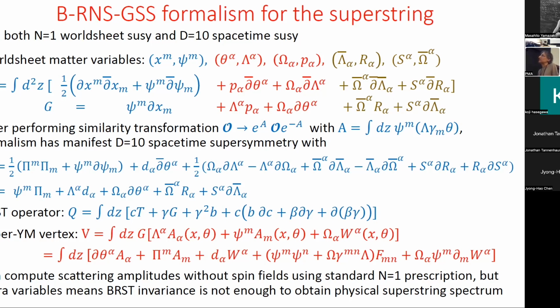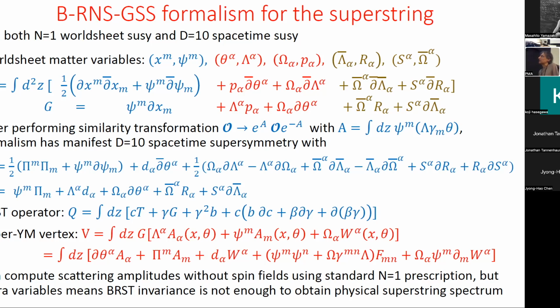Now, the nice feature about adding these extra fields is that after performing this similarity transformation, the N=1 generators now become manifestly space-time supersymmetric. So these p's and thetas combine now into the Green-Schwarz-Siegel variables, what you call d_alpha and pi, in such a way that the N=1 worldsheet theory is supersymmetric. The BRST operator is, of course, just a standard N=1 BRST operator, but now with these as the generators. And you can construct the Yang-Mills vertex.